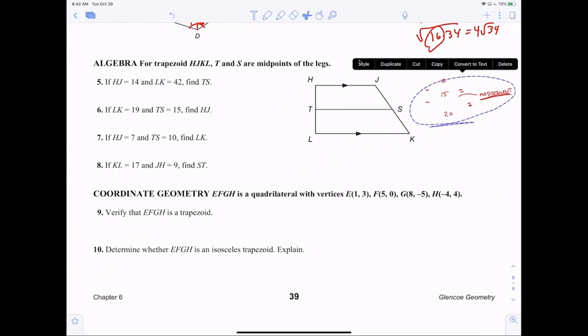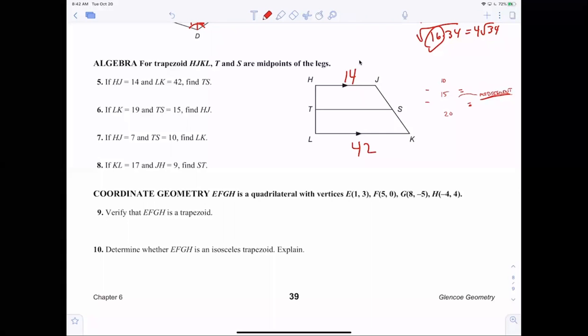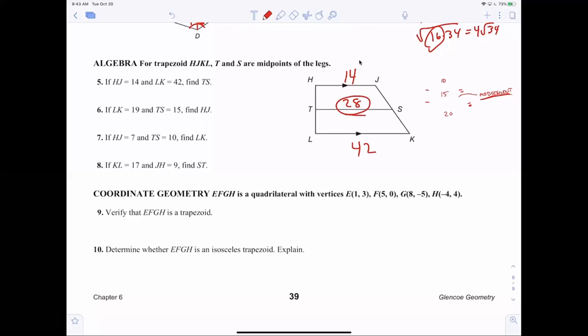Now it says if HJ is 14 and LK is 42. What? 28. Is it 28? Yes. That's what I'm saying. I said it's 35. Maybe I'm wrong, maybe you're wrong. But if you take 14 plus 42, that is 56, and then divide that by 2, we are at 28.